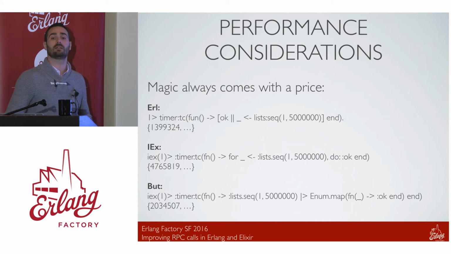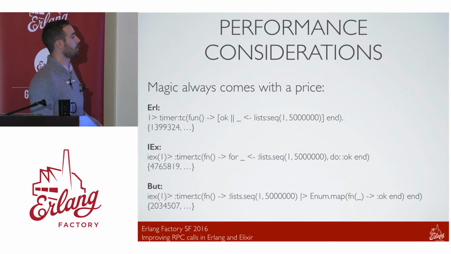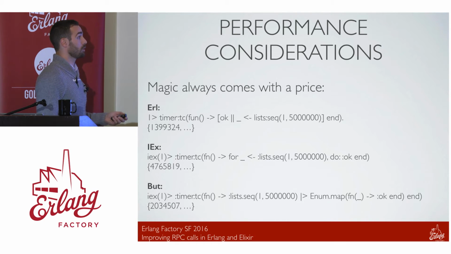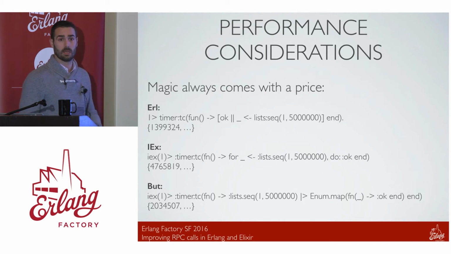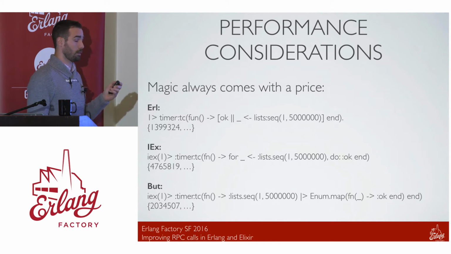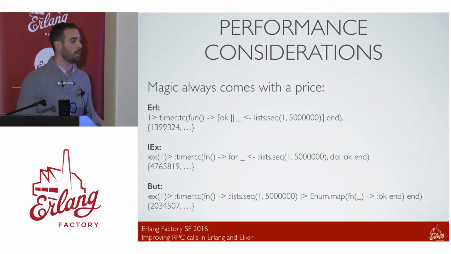A very interesting thing that I ran into while building Elixir code was that magic always comes with a price. So that's a completely pointless list comprehension in Erlang, and it takes about 1.5 seconds. But the same list comprehension in Elixir takes 3.5 times the time that it takes the Erlang implementation. If you use Enum.map, which is basically a short circuit to list mapping, you get comparable performance. This is not unexpected because, as I told you, list comprehensions in Elixir are much more powerful.